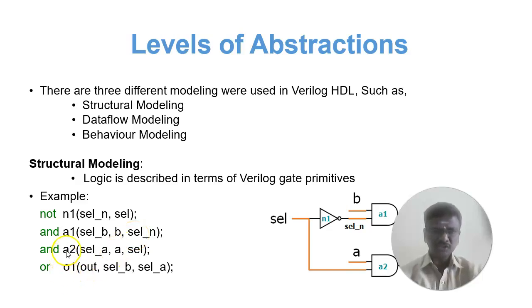Similarly, for AND gate 2 we should give the same, and then the OR gate. This OR gate has two inputs, select A and select B, and an output. So here we represent it like OR of O1 comma out comma select B comma select A. Here OR is the gate primitive, out is the output, and select A and select B are the inputs. This is the way to represent the structural model.